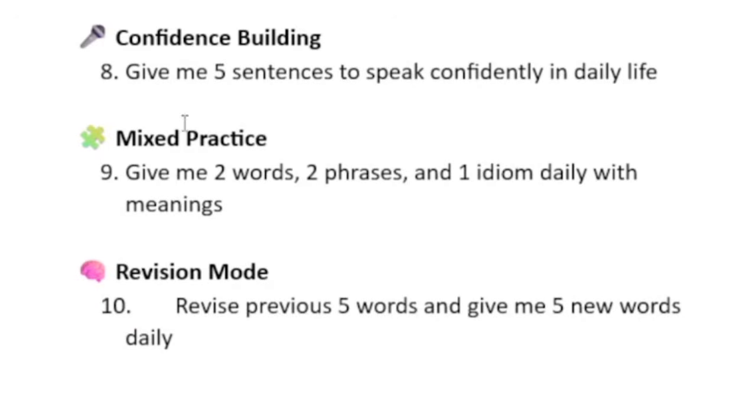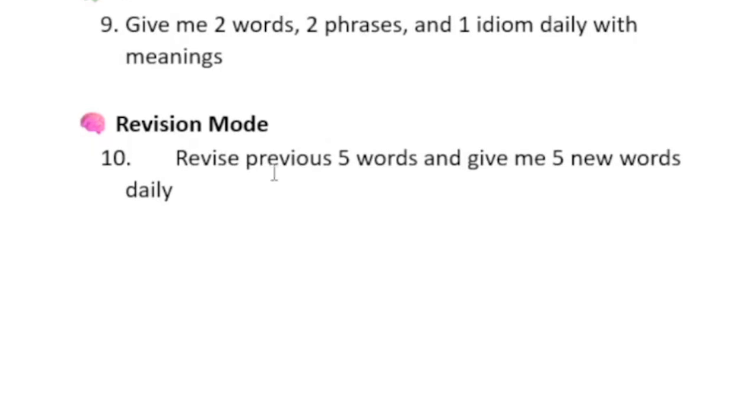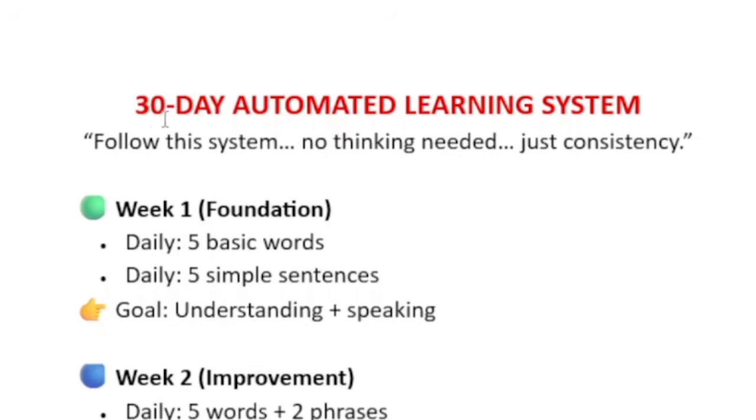Or if you want some topic based words, then you can write down this: give me 5 words daily on one topic. Confidence building, 5 sentences to speak confidently in daily life. Then if you want mixed practice, this is also good: 2 words, 2 phrases, 1 idiom, and a revision mode. 5 words, and give new words daily.